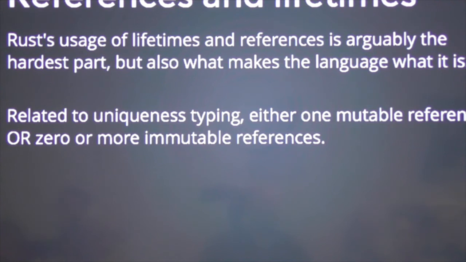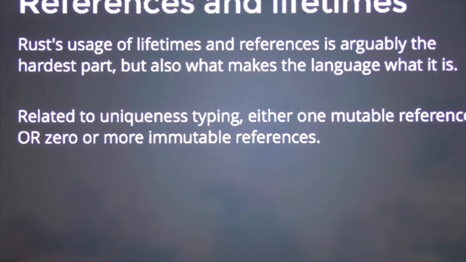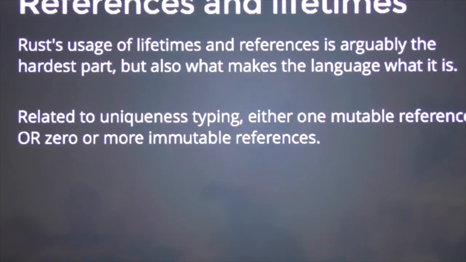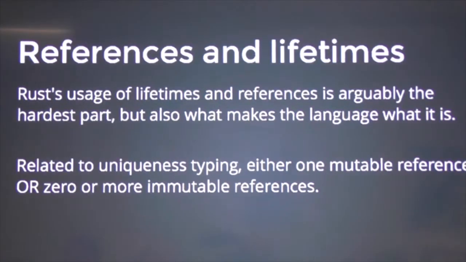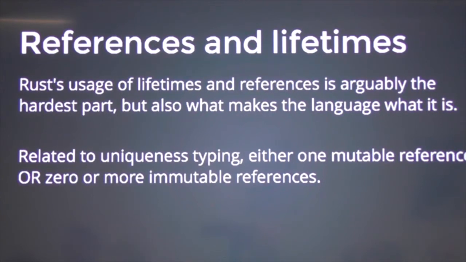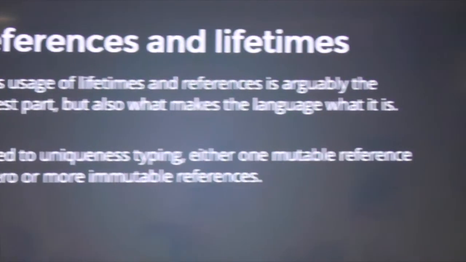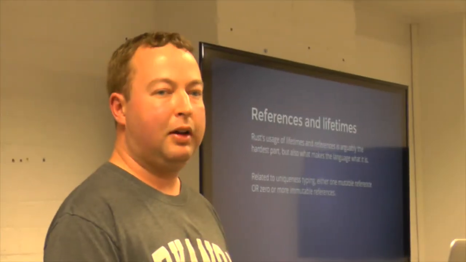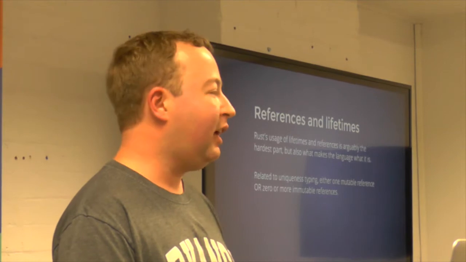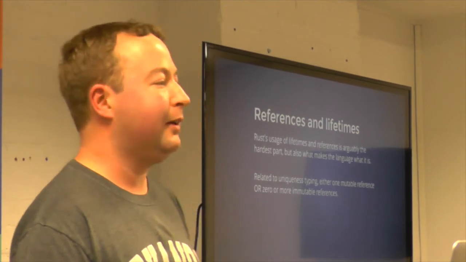So moving on to the second interesting part of Rust: references and lifetimes. This is probably the hardest part of the language to learn, but is also one of the ones that make Rust what it is. It's related to uniqueness typing, it's not the same as it. In essence, you're allowed to have as many immutable bindings to a piece of data as you want, or, and this is exclusive, one mutable binding.